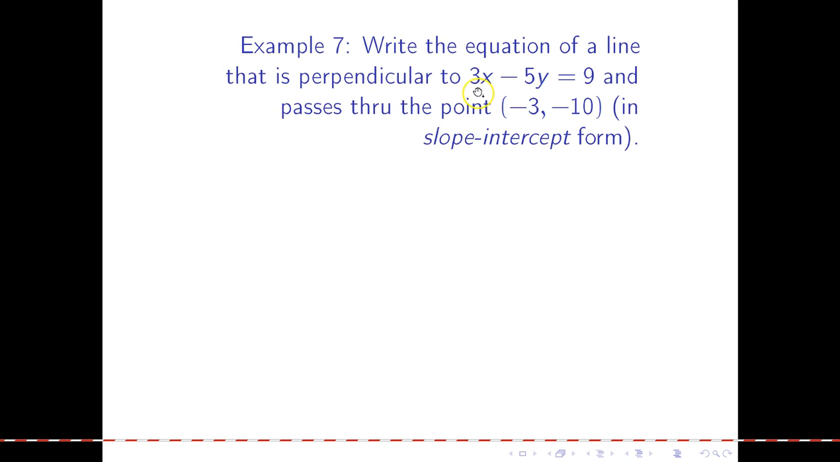So here again, I give you an equation of a line and I say I want it perpendicular. So first off, perpendicular means negative reciprocal. It means I'm going to take it, I'm going to flip it, and I'm going to change the sign. So if it's negative, it goes positive, positive, negative.